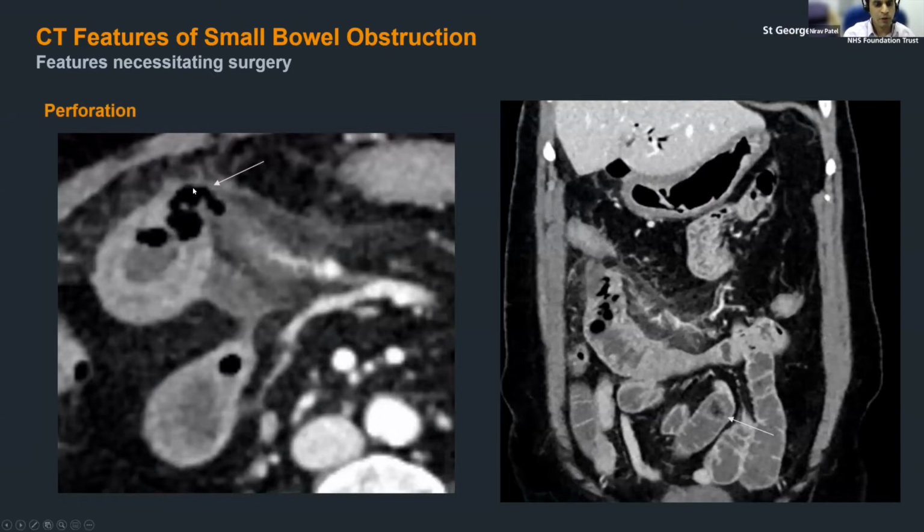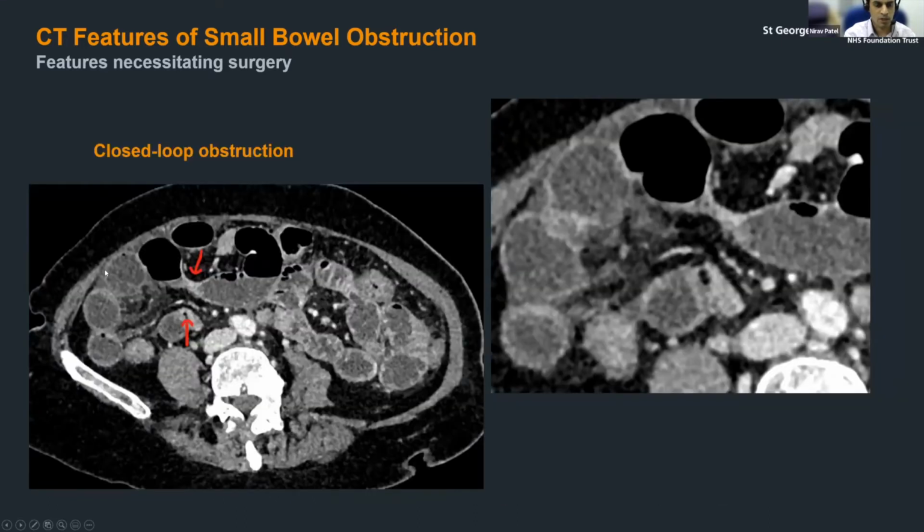And then if you have perforation, like in this case, a localized perforation or more disseminated free gas, obviously that necessitates surgery. And this is another example of a patient with gallstone ileus causing an obstruction here. You can see the proximal loops are dilated. You've got some mural thickening, some reduced enhancement here, mesenteric congestion in that loop there, and then localized perforation into that wall, into the mesentery there.